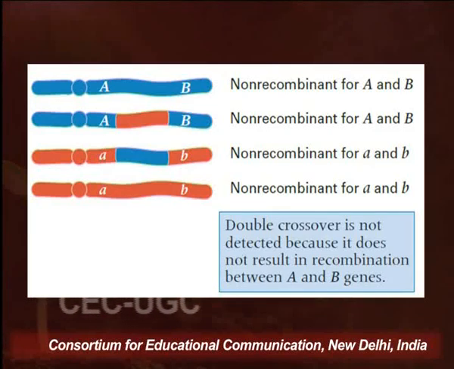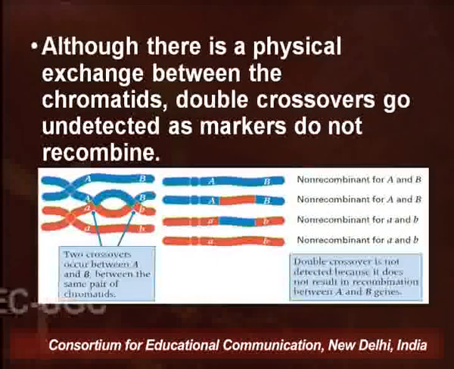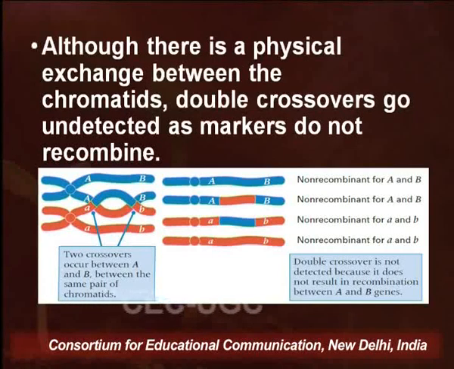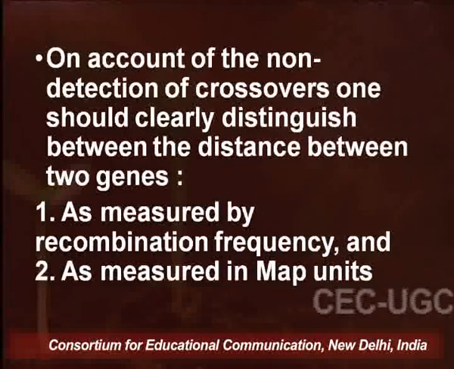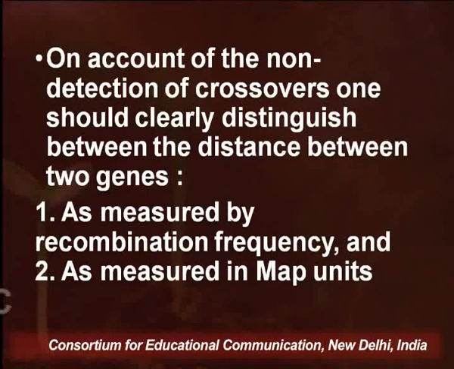Do we say that crossing over has not taken place? Well, double crossover has taken place, but it has taken place in such a manner that recombination is not detected, because the net result is no recombination between A and B. So in other words, there has been a physical exchange between the chromatids, and the double crossovers are going to go undetected because the markers have not recombined. So again you have to be very clear.